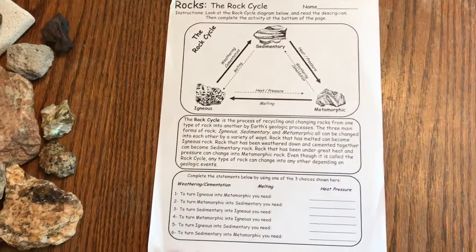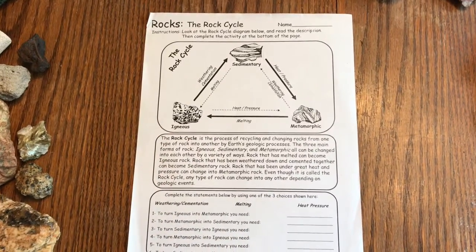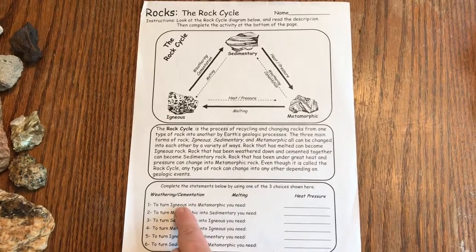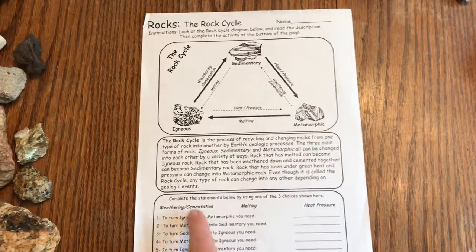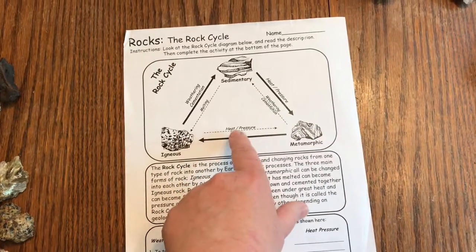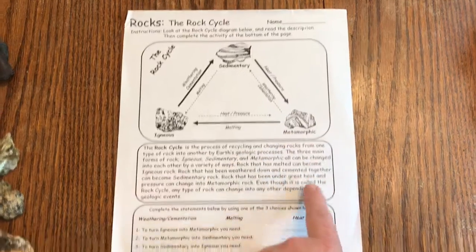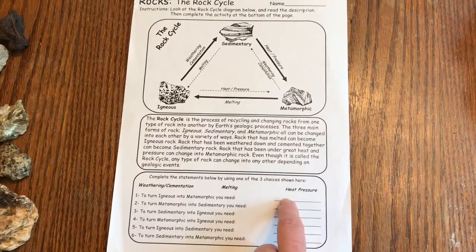So what they're asking you to do is to read a little bit and to look at the diagram, and then if you need an igneous rock to turn into a metamorphic rock, what would you need? So from igneous to metamorphic, we need heat and pressure to turn an igneous rock into a metamorphic rock. So down here, I would write heat and pressure.